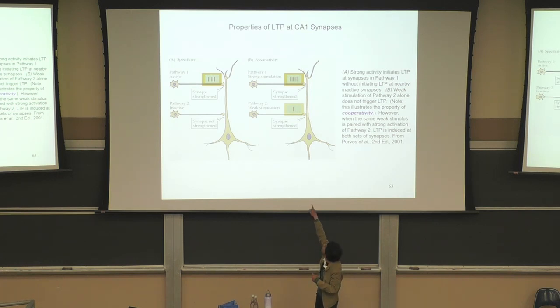So pathway 2 is not really doing most of the heavy lifting, that's being done by pathway 1, but pathway 2 is still a predictor of the cell's output. So pathway 2 also gets strengthened, and that's what's being shown here. And this is called the associativity or cooperativity feature of LTP. Okay, so any questions about this part here? Yeah. Are they strengthened to the same extent?